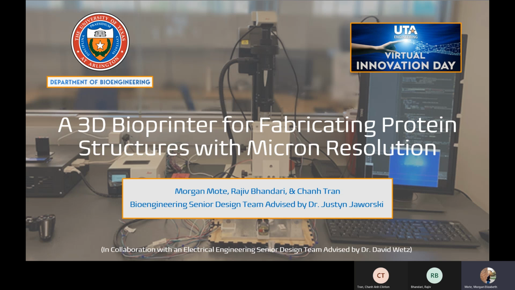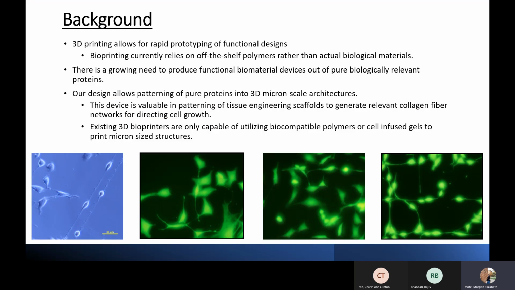For this short lecture, we're going to be getting into the function, design, and description of how to use our 3D printer for fabricating protein structures with micron resolution. 3D printing has facilitated many scientific innovations over the years. It allows for the rapid prototyping of functional designs. The biomedical potential of this technology is generating a lot of interest.